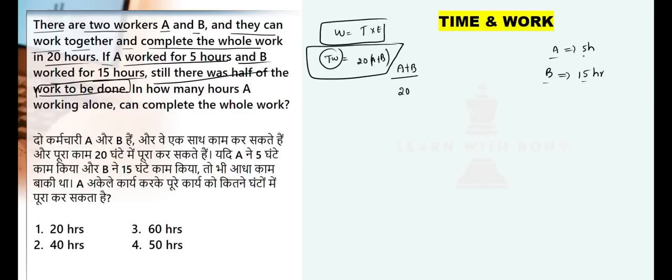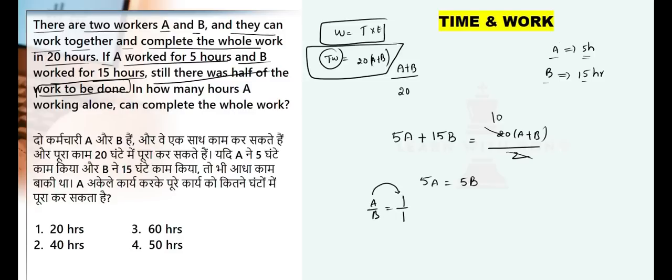A worked 5 hours, so time multiplied by efficiency is 5A, and B worked 15 hours with efficiency B, means they both combined did half of the total work. So total work is 20 times (A plus B) divided by 2, which is 10 times (A plus B). So we have 10A here and 5A there, so we get 5A; here we have 10B and there 15B, so we get 5B. So we got the A to B ratio 1 to 1. So A's efficiency is 1 and B's efficiency is also 1.